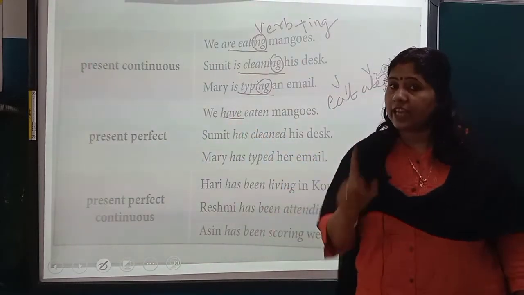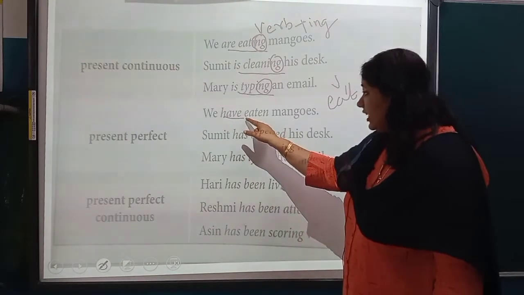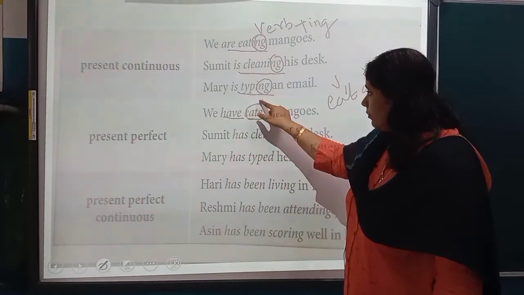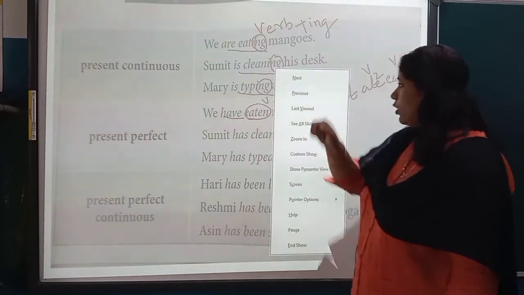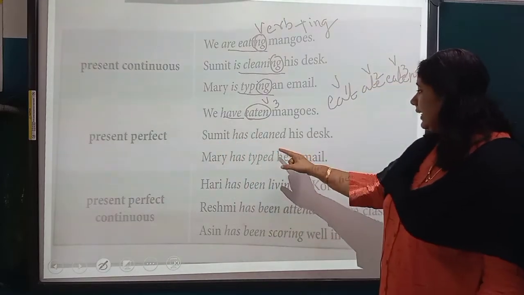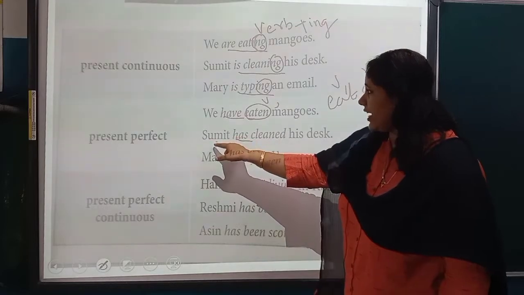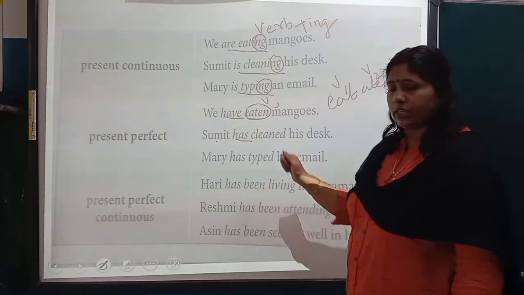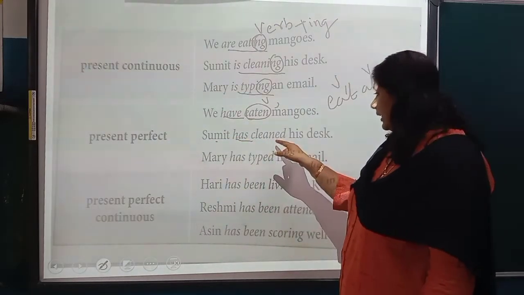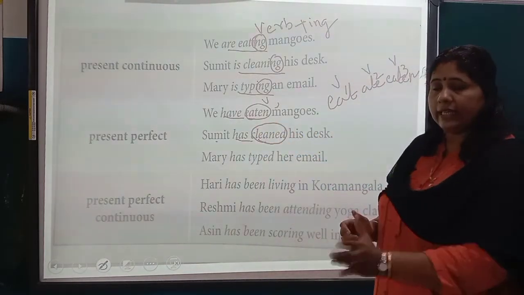I is an exceptional case. With I you will always write have. We have eaten. See, V3 form, isn't it? Next, Sumit has cleaned his desk. Has, because this is singular. So has cleaned, V3 form again. Clean, cleaned, cleaned.